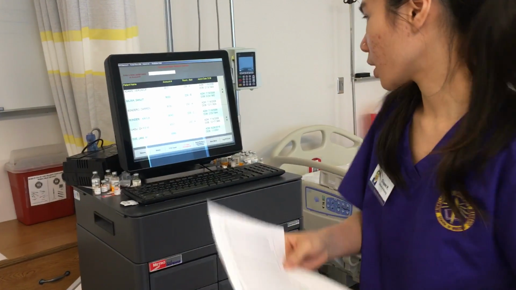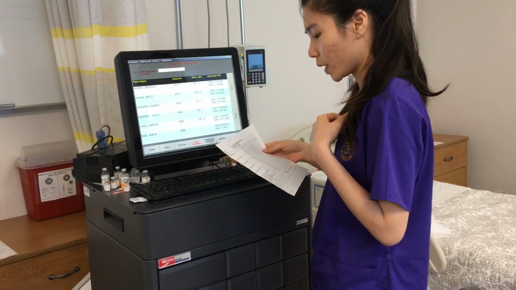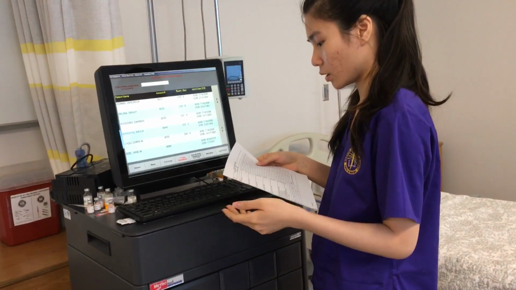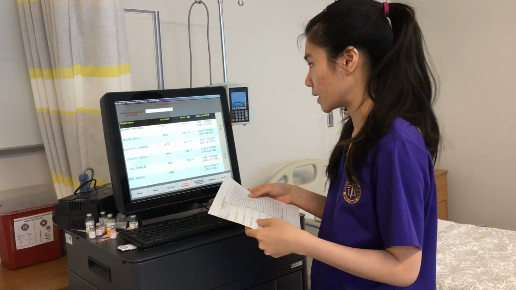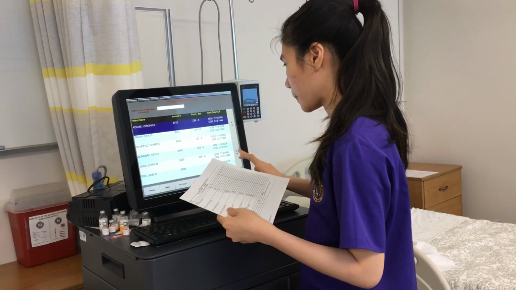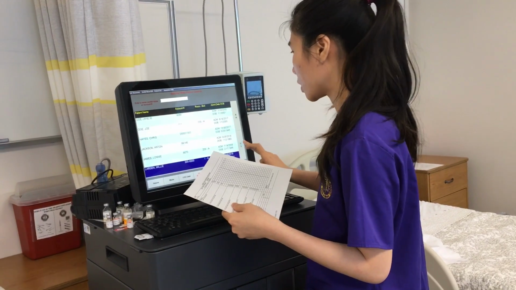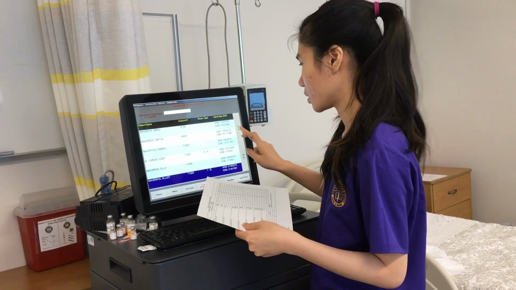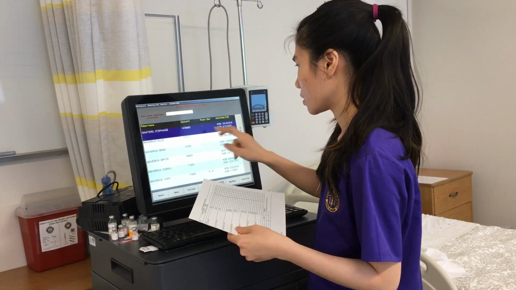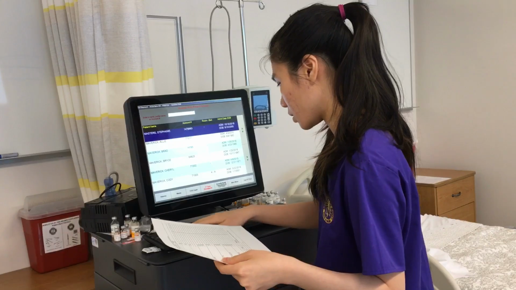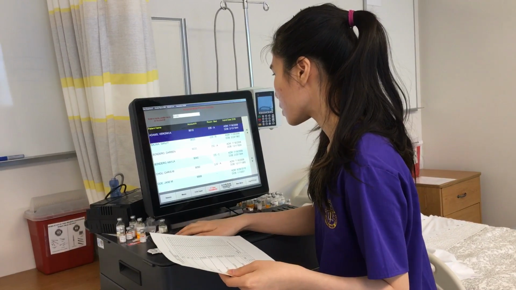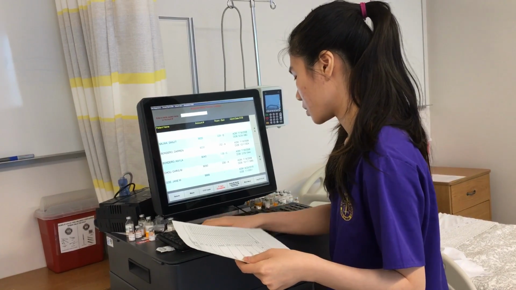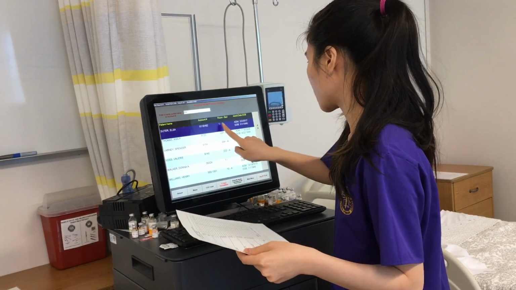Okay, when logged into the computer, I will check my patient's name. My patient's name is Elsa Sutter, and her allergy is penicillin. And now I'm gonna look for my patient's name on the computer. Okay.